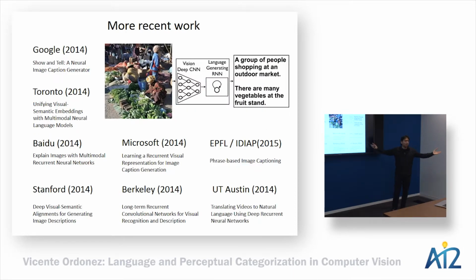And people have got interested in this problem very recently. A lot of the work I show you is work we did in 2011, 2012. In 2014, it seems like a lot of people have started to work on this problem. And this has been fueled by two things. One of the things is that Microsoft released a huge data set of images with descriptions. It's called the Microsoft COCO dataset.